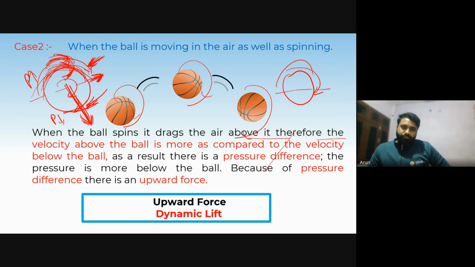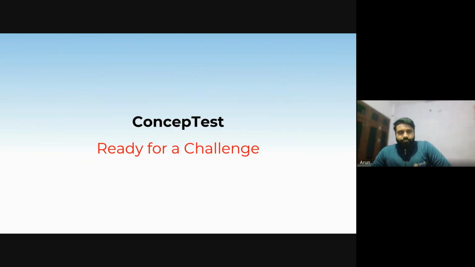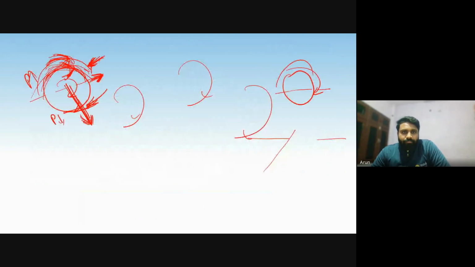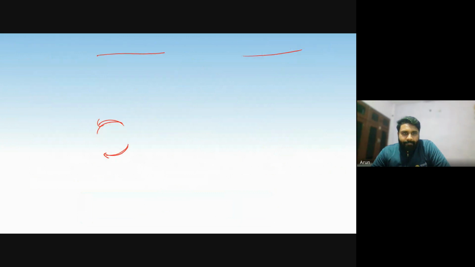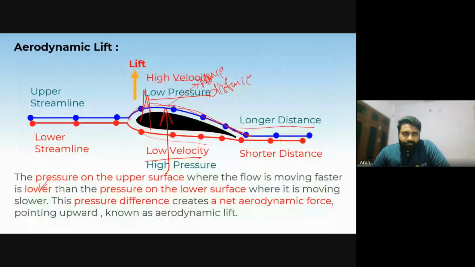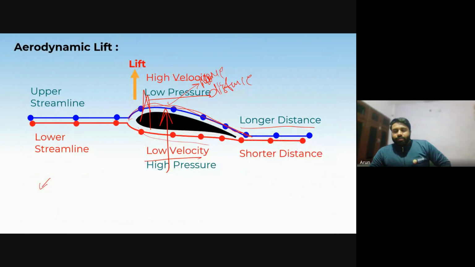Now, in this case, I want to discuss one thing more. I am hoping that some of you have this doubt: why is the velocity of this wing's upper side high, and why is the velocity of the lower side lower? It is not just because of the surface area, it is because of the roughness.